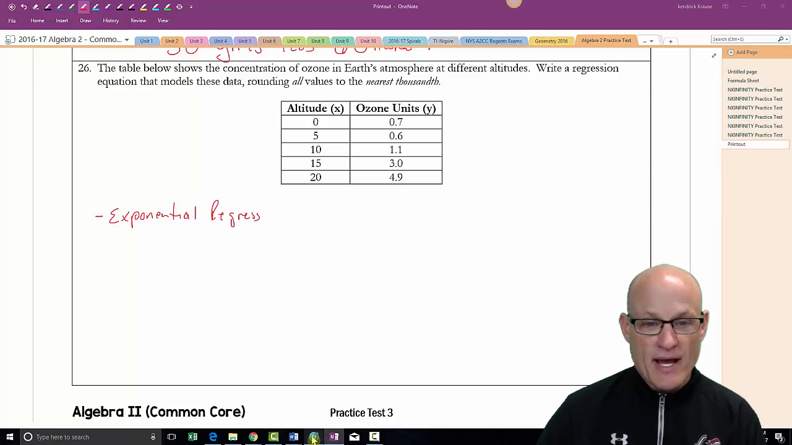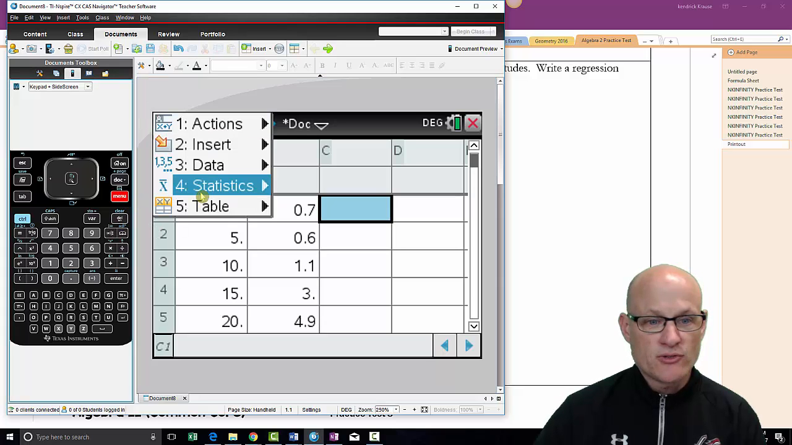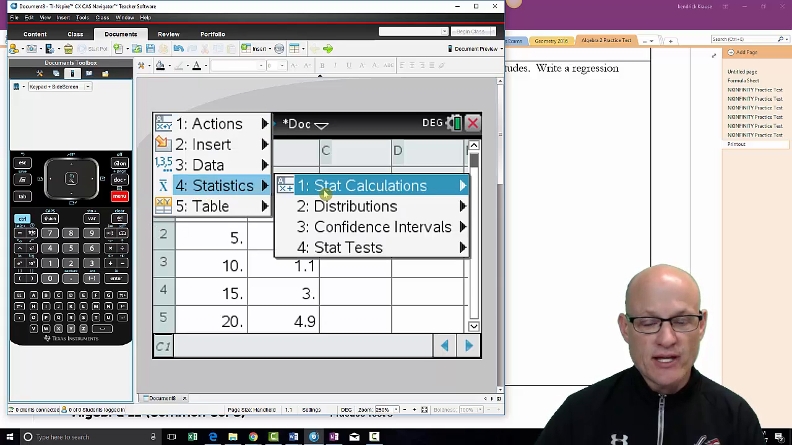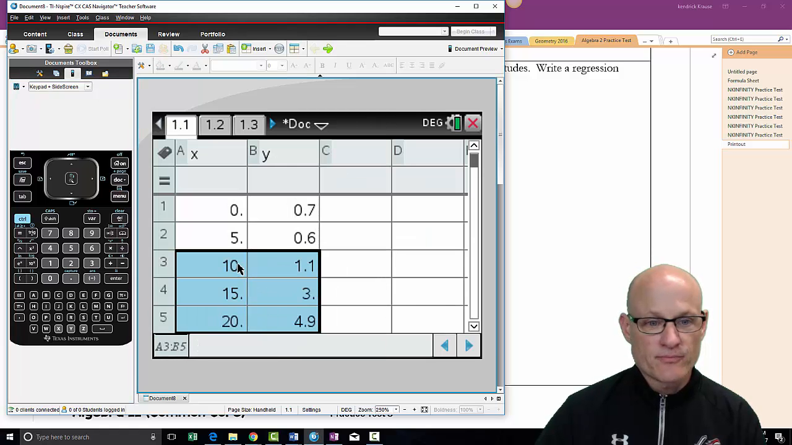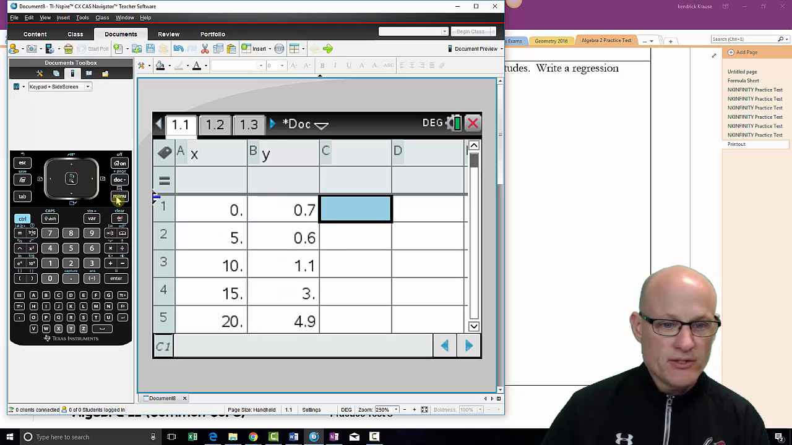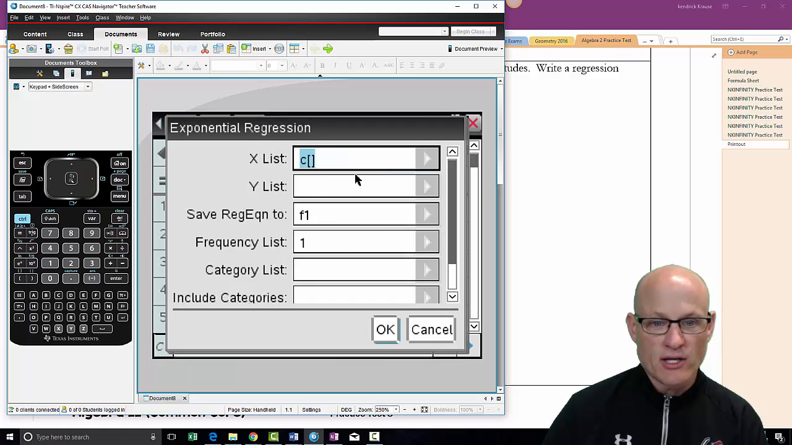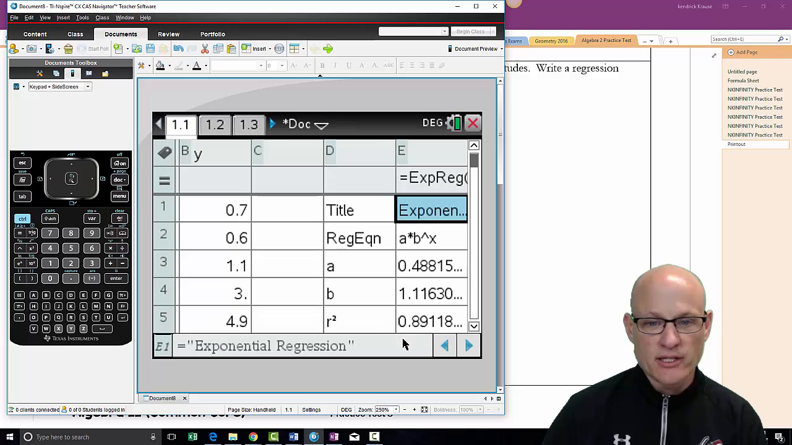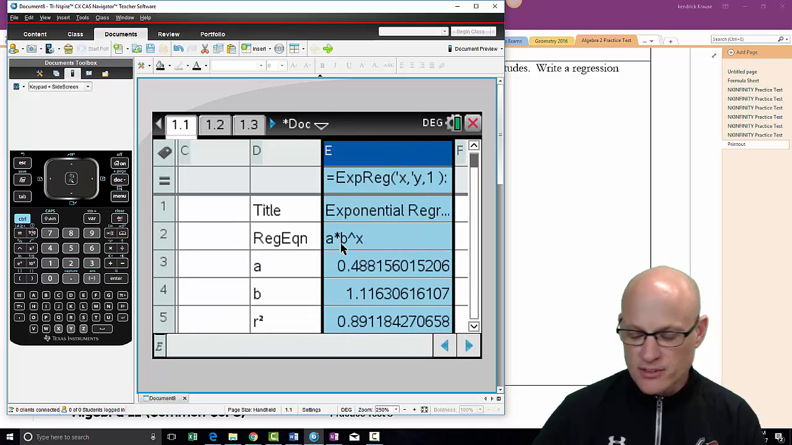So now I can go back to this tab and go Menu, Statistics, Stat Calculations, and Exponential Regression. Doesn't like when I do it that way. Menu, Statistics, Stat Calculations, Exponential Regression. I got an X list, I got a Y list. I click OK.